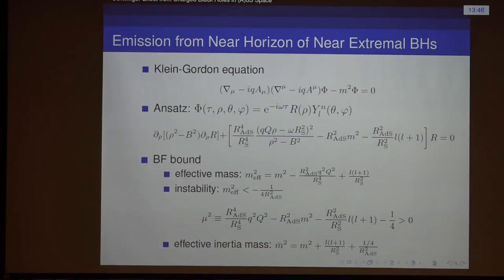Okay. And now we will consider a complex scalar in this background. So we try to solve the Klein-Gordon equation of the complex scalar and analyze the pair production of the charged scalar. Of course, this can be generalized to the spinor field if we consider the Dirac equation. So for simplicity, we consider the scalar field and solve the Klein-Gordon equation.